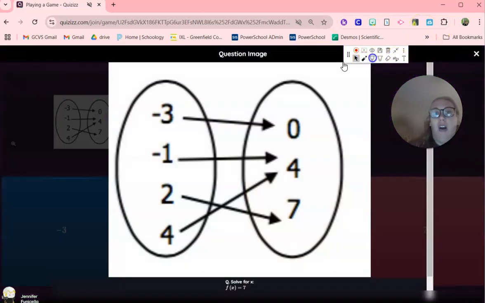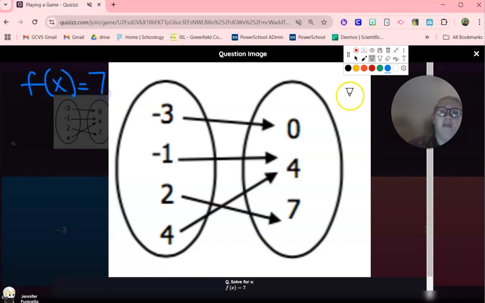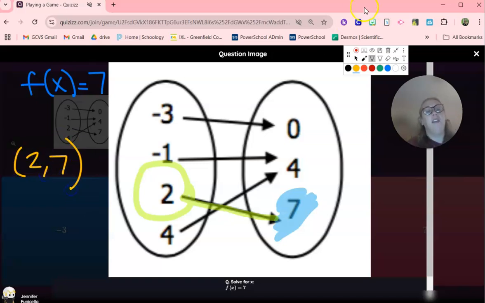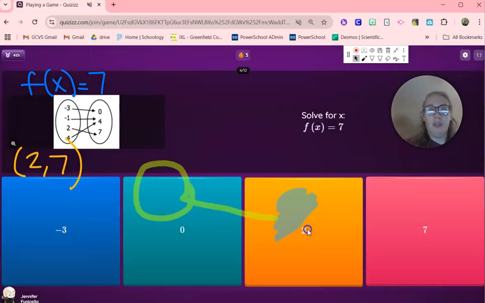So now, opposite, this is telling us, hey, we got out a 7. What did we plug in to get out a 7? So we look at our outputs, and here we see this number 7. So when we got a 7, we follow that arrow backwards and we plugged in a 2. So when x is 2, we get out a 7. So that coordinate is 2 comma 7. Our x value is 2.